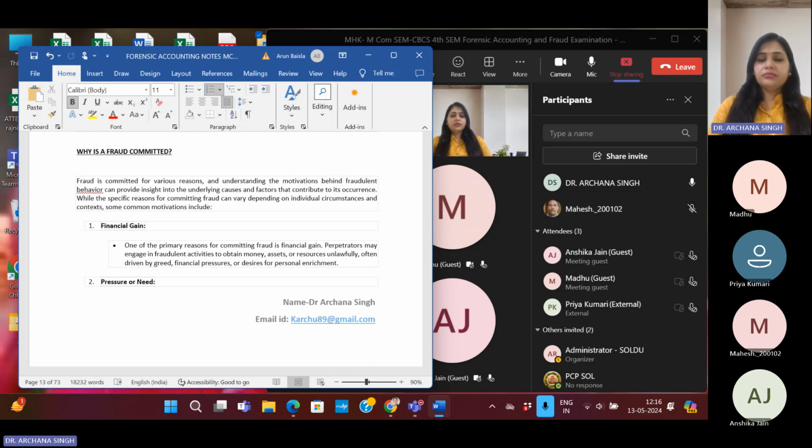If a person wants financial gain, okay, this is the primary reason for committing fraud. If a person wants financial gain, if a company wants financial gain, this is the primary concern for committing fraud. So perpetrators may engage in fraudulent activities to obtain money, assets, resources unlawfully, often driven by greed, financial pressures, or desire for personal enrichment. Okay, so financial gain is the first motivating behavior for committing a fraud.